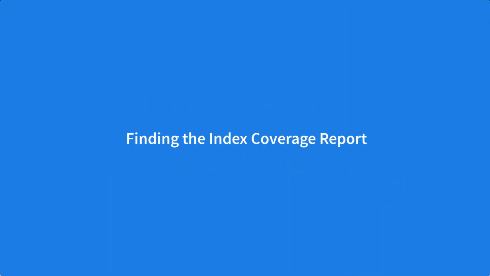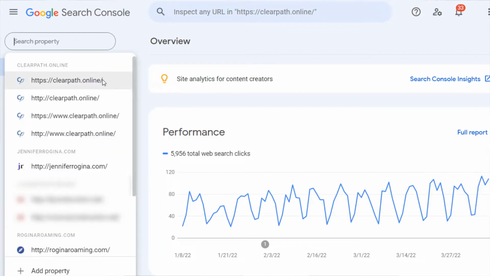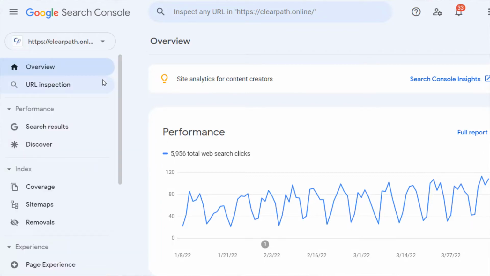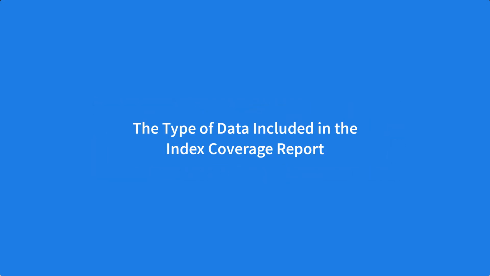Finding the Index Coverage Report. To access the Index Coverage Report, navigate to the property or website you want to view in Google Search Console. Under Index on the left-hand menu, click on Coverage. The type of data included in the Index Coverage Report.